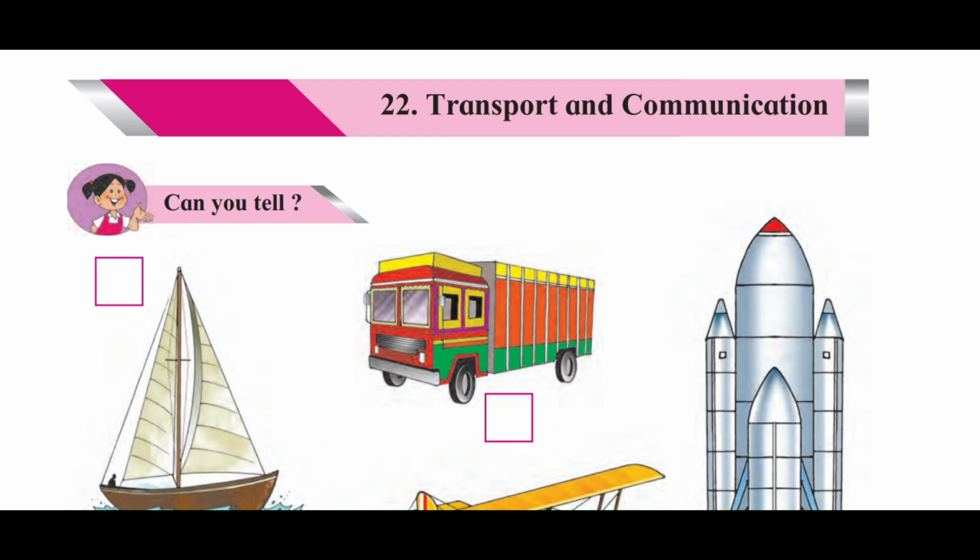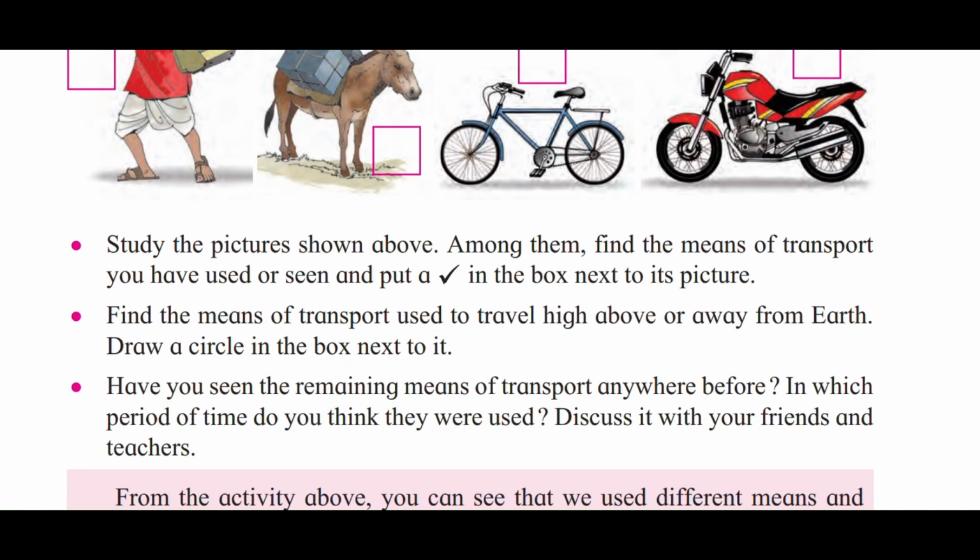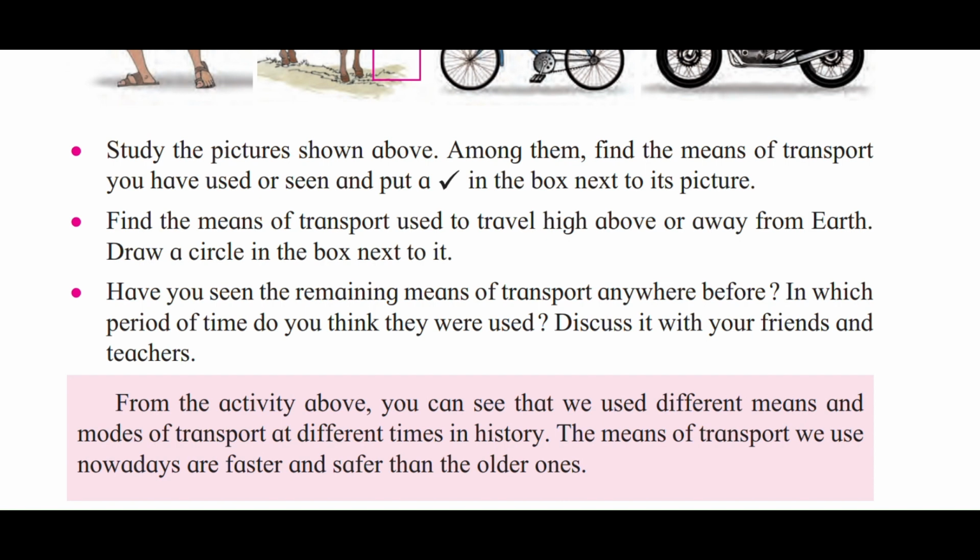Welcome back, student. Today we read the 22nd chapter of the Environmental Science Part 1. Chapter name is Transport and Communication. Can you tell? Study the pictures shown above.